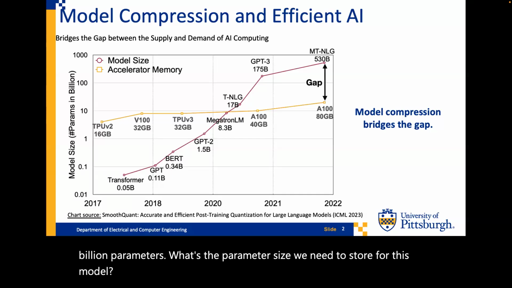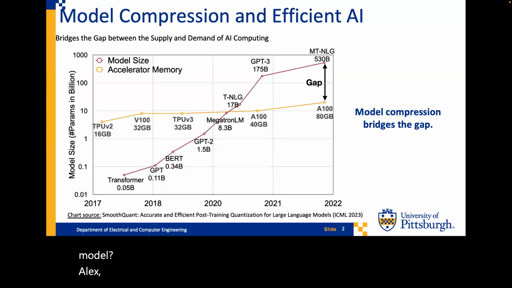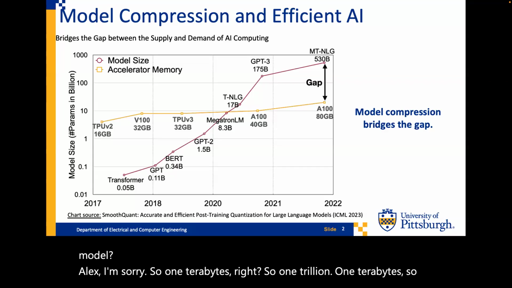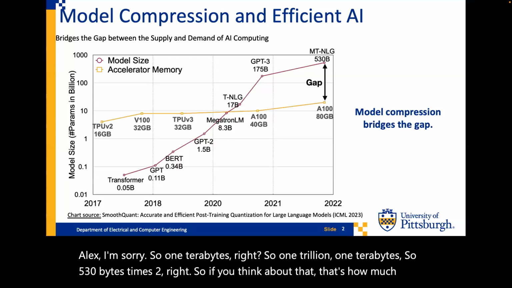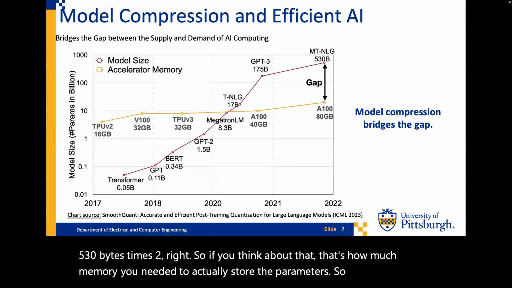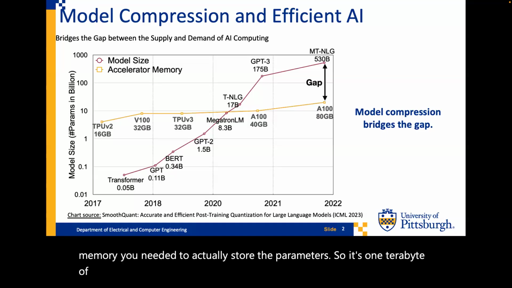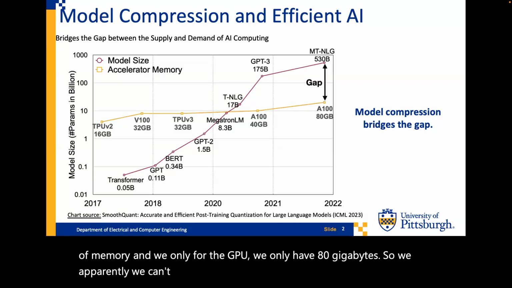A trillion bytes. So 1 terabyte, right? So 530 billion times 2. That's how much memory you need to actually store the parameters. So it's about 1 terabyte of memory, and for the GPU, we only have 80 gigabytes. So apparently we can't fit everything into the GPU memory.